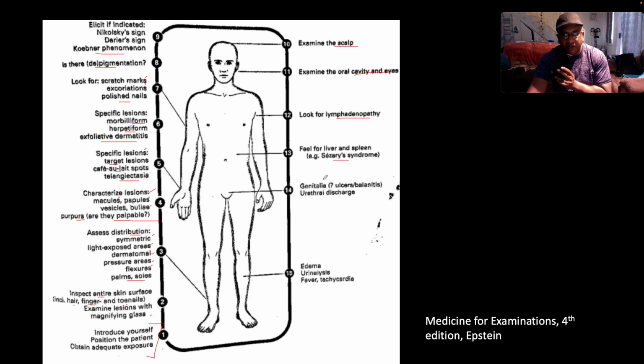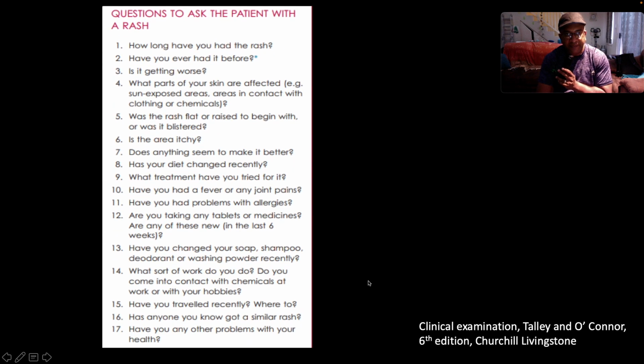Genitalia, probably looking for ulcers or balanitis, which keeps company with reactive arthritis, any urethral discharge. And check for edema, urinalysis, check that out for proteinuria, for glycosuria, for those parameters. And does the patient have a fever, or is the patient tachycardic, which may imply septic skin lesions, right?